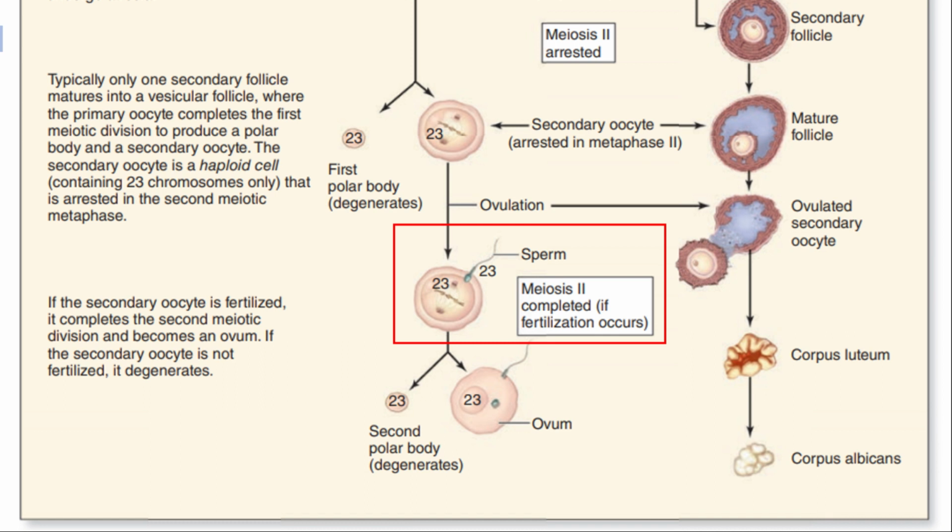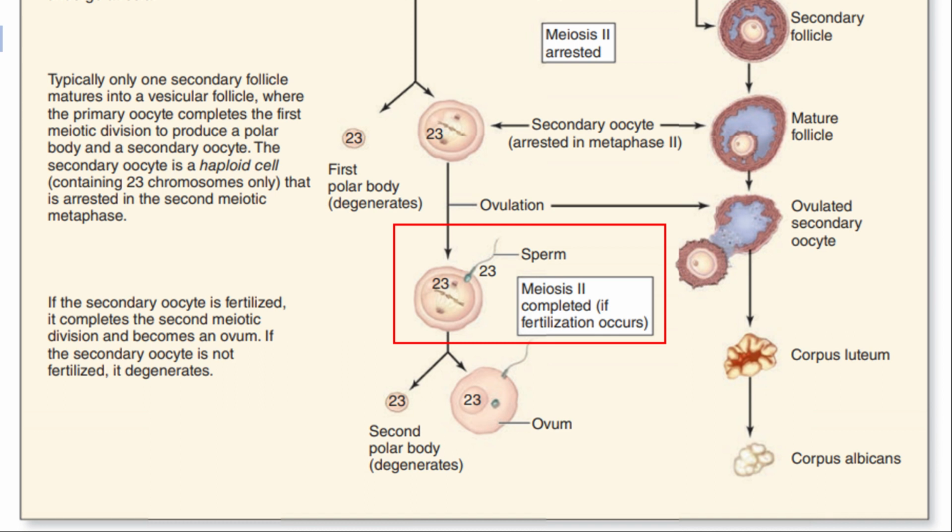Di ba kanina yung primary oocyte, sa anong stage nga siya inarrest? Sa prophase 1. Aling specific stage ng prophase 1? The diplonema or the diplotene stage or the dictyotene stage. Itong secondary oocyte na naman na ito, i-arrest na naman siya during metaphase 2. Not anymore in the prophase, but in the metaphase. Metaphase 2.